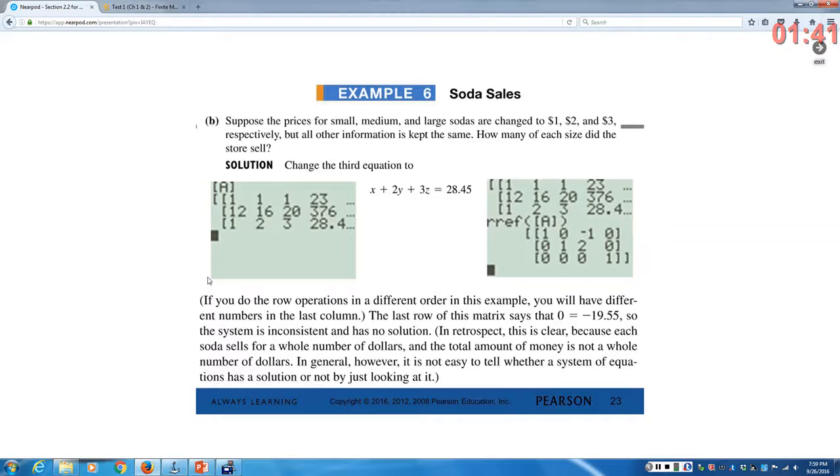Now, if I did row operations, and I left the row operations out of this because I thought, who wants to do that? Then I do it this way. When you do row operations, you won't always get the same answer at the end, but it'll still come out that it's inconsistent. The one I did, you got 0 equals negative 1955, which you know is not true.